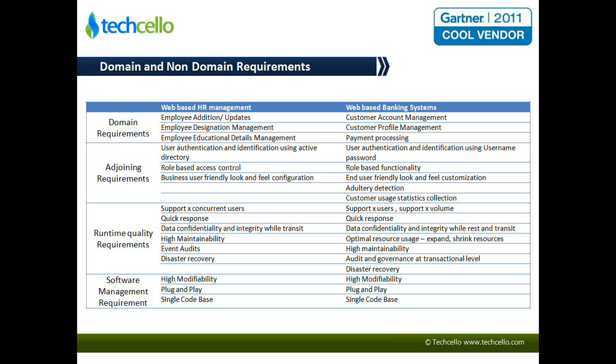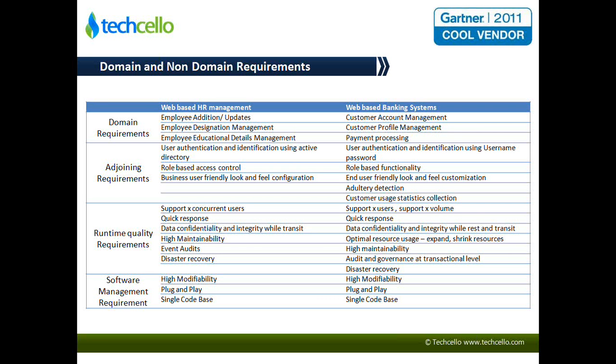So let's take the domain requirements. The domain requirements are pretty much unique to that particular product. So HR is going to be focusing on employee addition, management of employees, and so on. Banking talks about customer management, payment processing. Very unique. Now, if you talk about the next set of requirements, which is the adjoining requirements, we have user authentication, role-based access control.